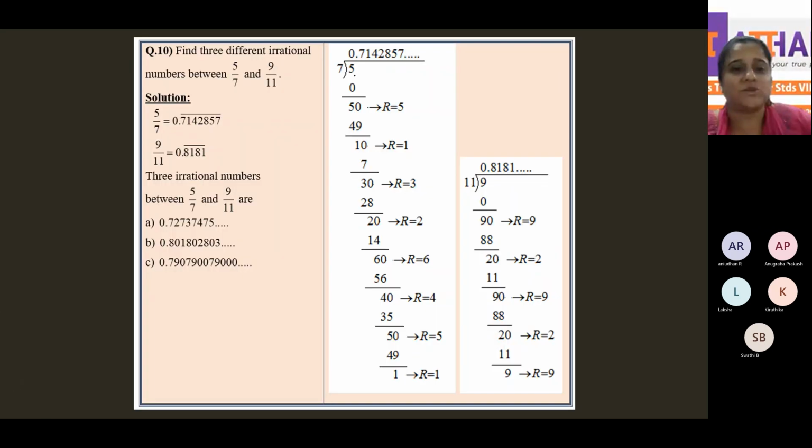Okay, so I have found the decimal expansion of 5 by 7. You should divide 5 by 7. You must divide 5 by 7. You understand that? You must divide 5 by 7. And when you divide 5 by 7, I'm getting 0.714285 again. That means I'm going to get 7.